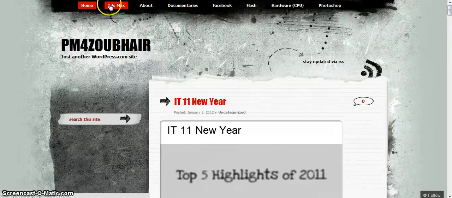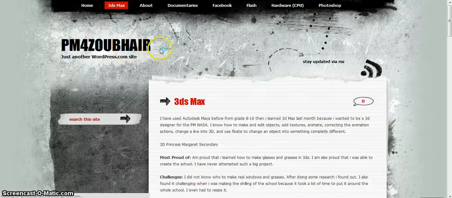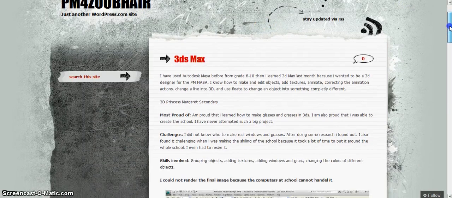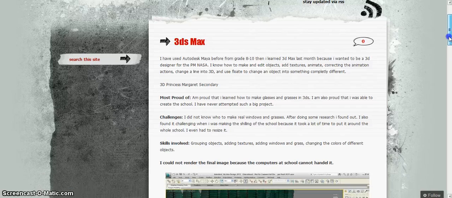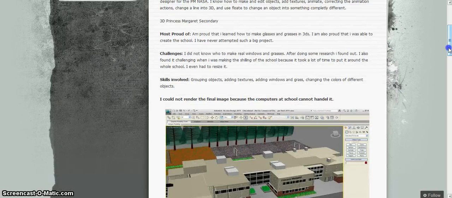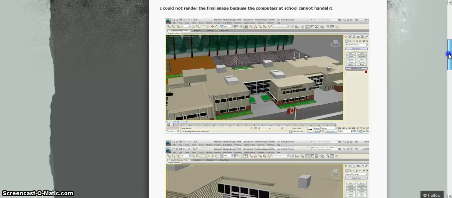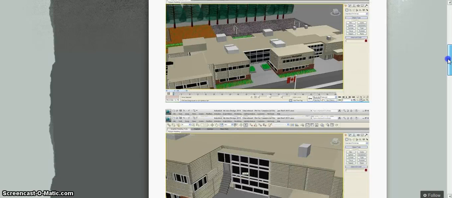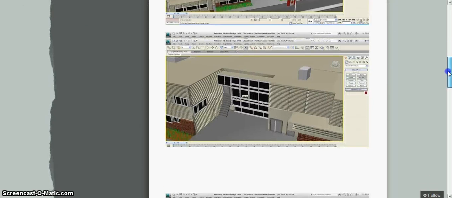And then on the second tab, I have my 3DS work. This I would think is one of the projects that I'm most proud of, because I made the school in 3D, which is something I didn't think I would be able to do.